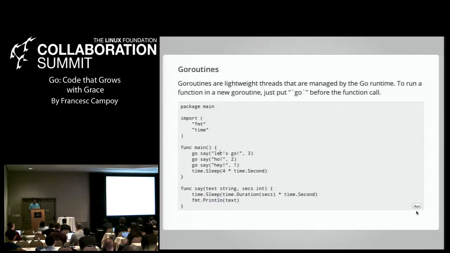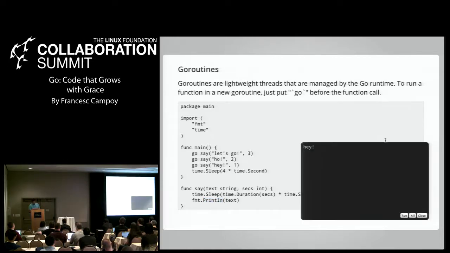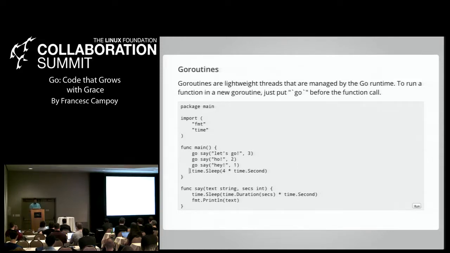So if we see this code, the third line waits only for 1 second, so it's the first one to be executed. Then the second message is 2 seconds later, the first one is 3 seconds later, and at the end, 4 seconds later, we finish.